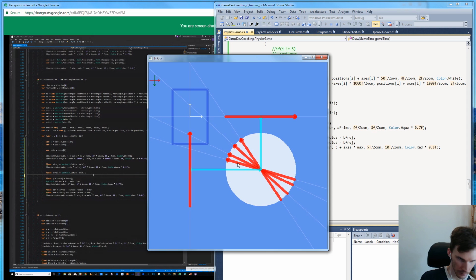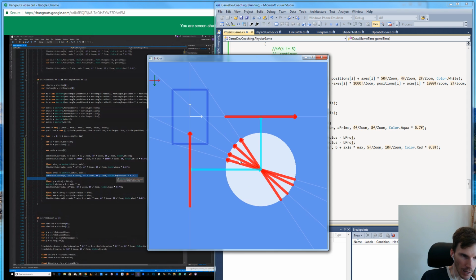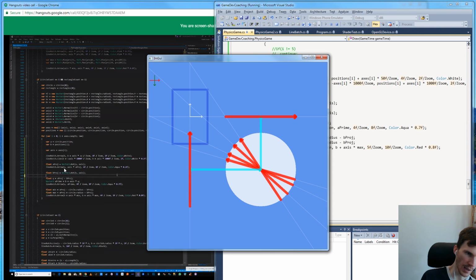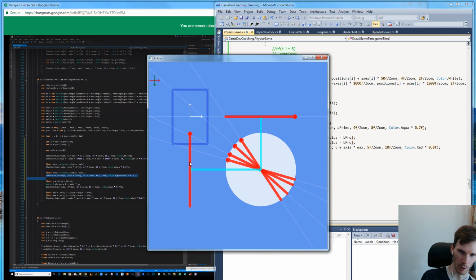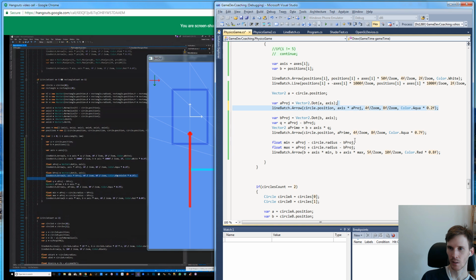So now, yeah. Sorry, which one was incorrect? The blue-violet one? That one as well, because that one goes from B to the axis B project, and this is A to axis times A project. Both of those are origin relative.